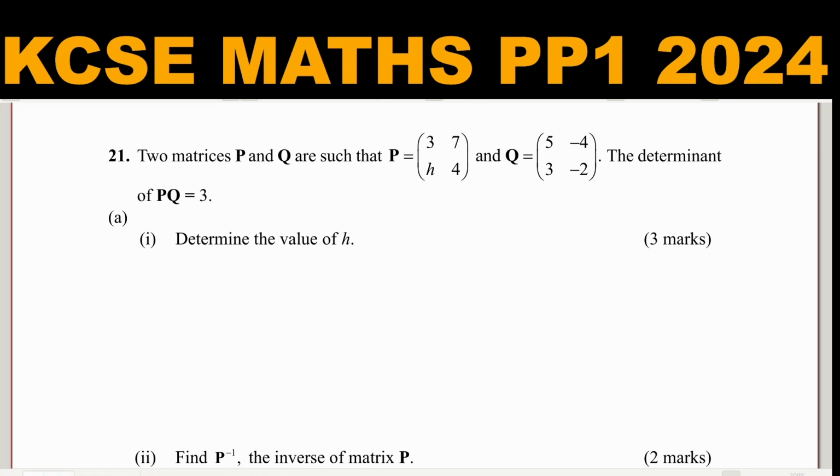Two matrices P and Q are such that P is equal to [3, 7; H, 4] and Q is [5, 3; -4, -2]. The determinant of PQ is equal to 3. Part A, 1. Determine the value of H.